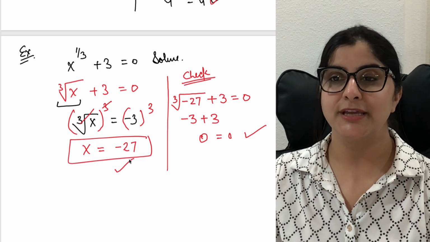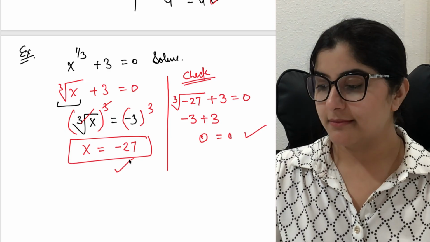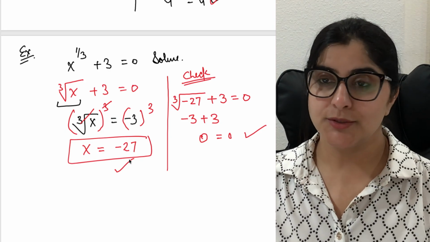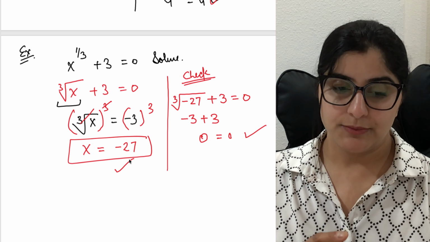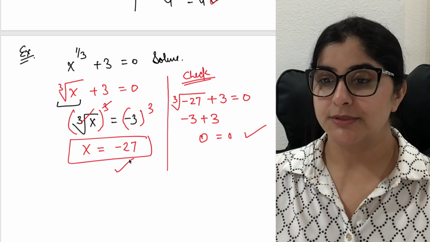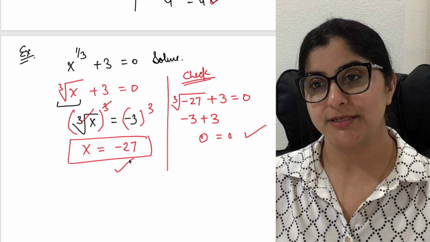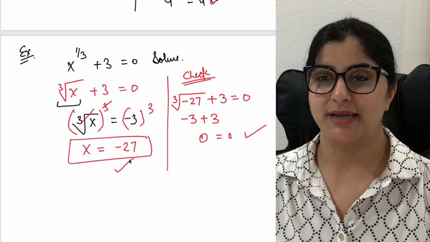This is how we solve radical equations. Our aim is to get rid of the radical and to apply the power on both sides. Make sure the radical expression is isolated. If not, then do that.